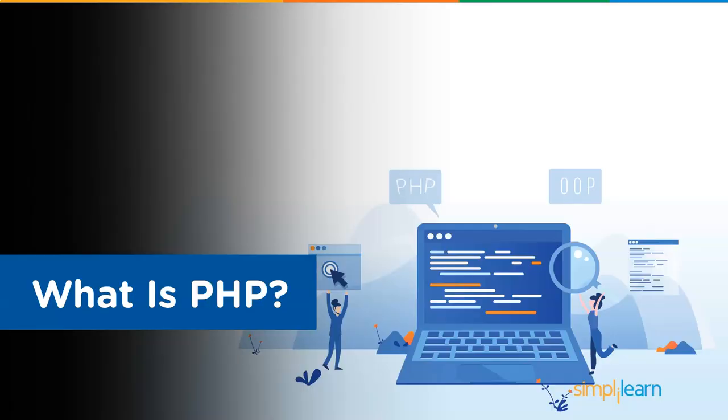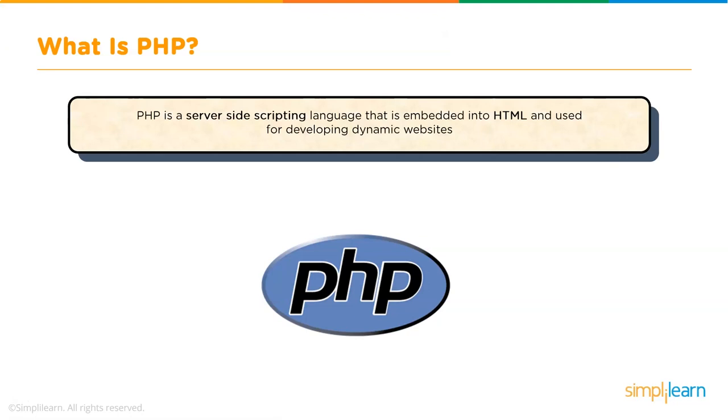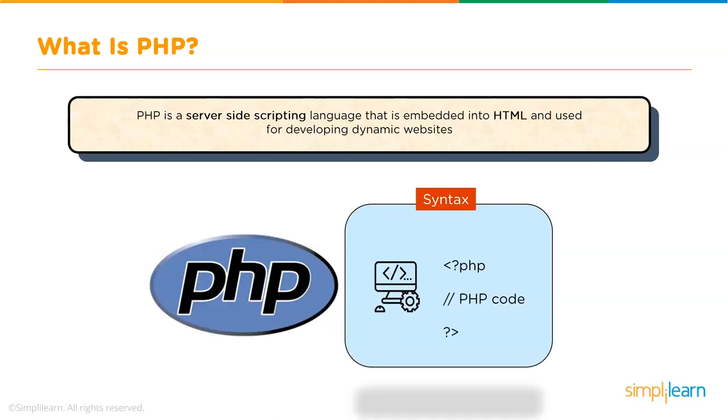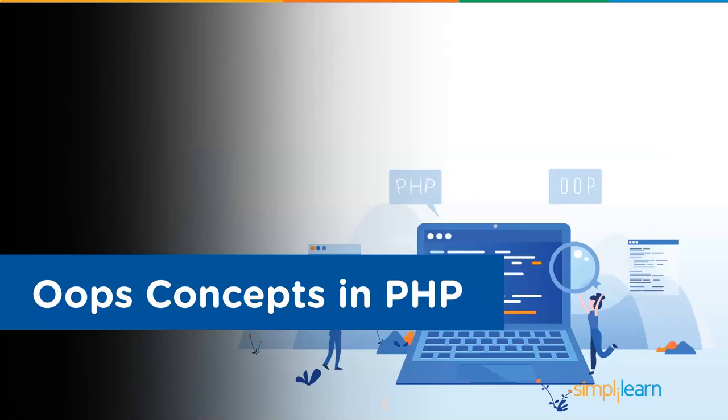Now comes the important question. What exactly is PHP? So we have spoken a lot about it so far, but do you know what it means? Well, PHP stands for Hypertext Preprocessor. It is a server-side scripting language that is embedded into HTML and used for developing dynamic websites. Now let's move ahead and understand the concepts of OOPS in PHP.